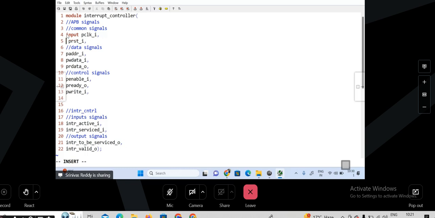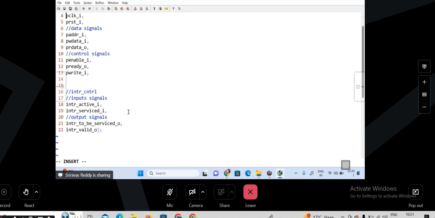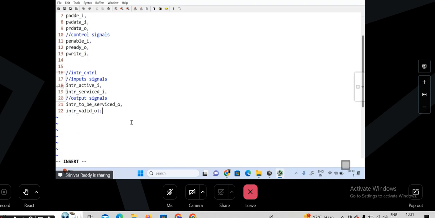Now I should write the output signals. Output: PREADY, right? PREADY is the output. Then what is another output? Output range of what? PRDATA. But PRDATA is of width, right? It is the same as memory modeling, what we did. Width minus 1 down to 0, PRDATA is output.